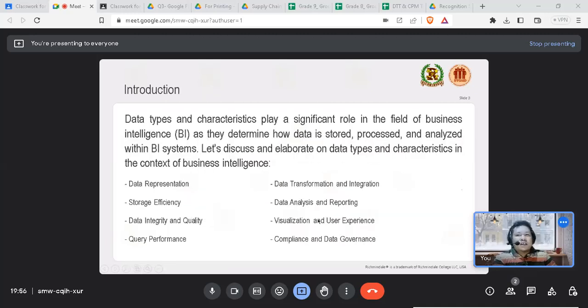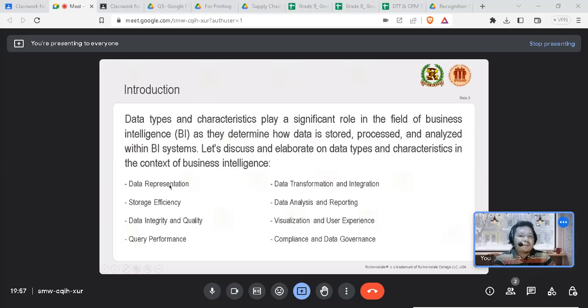So, introduction. Data types and characteristics play a significant role in the field of business intelligence, as they determine how data is stored, processed, and analyzed within the business intelligence system. So let's discuss and elaborate on data types and characteristics in the context of business intelligence.